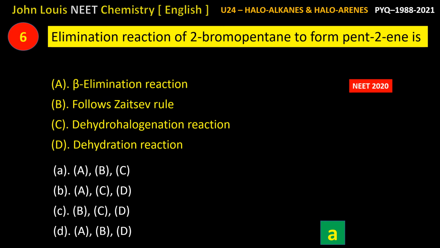Elimination reaction of 2-bromopentane to form pent-2-ene. So we write the equation: 2-bromopentane. What is pentane? CH3 CH2, but here it's 2-bromo, therefore we can put bromine, and CH2 CH2 CH3. This is 2-bromopentane. It forms what? Pent-2-ene. So CH3 CH double bond CH CH2 CH3. This is pent-2-ene. So here what change has taken place?